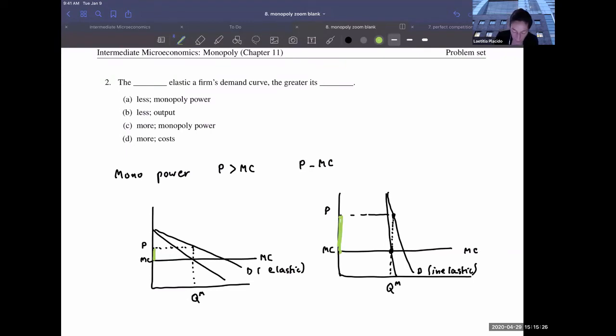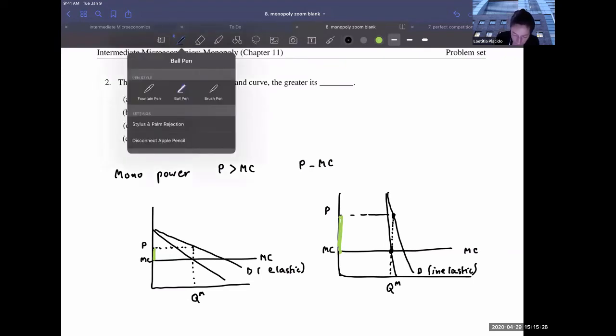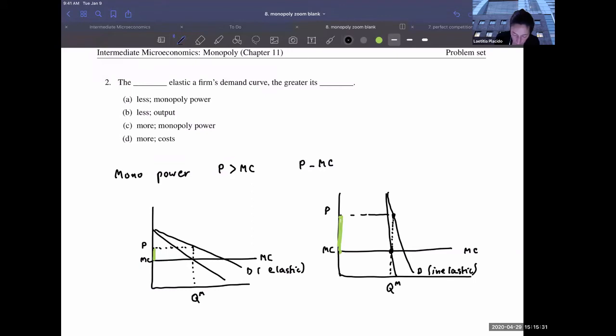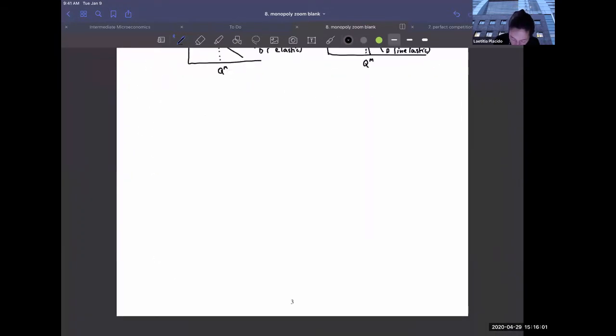So what is the answer here? When demand is less elastic, the greater the monopoly power. That's option A here. The less elastic the demand curve, the greater the ability for a monopolist to charge a price higher than the marginal costs. All right, let's move to question 3.